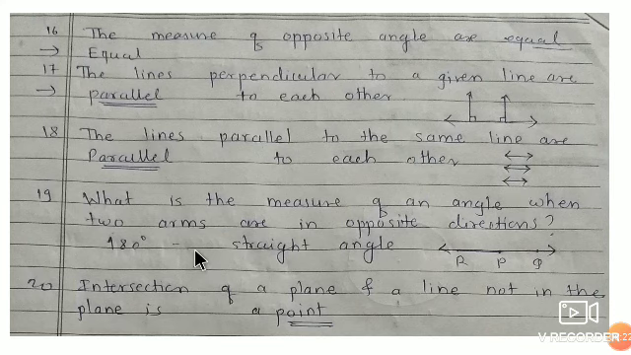A straight angle is an angle when two arms are in opposite directions. If this is the origin point P and the ray is PQ and another ray is PR, they will form a straight line, meaning the straight angle. So its measure is 180 degrees. The intersection of a plane and a line not in the plane is a point.